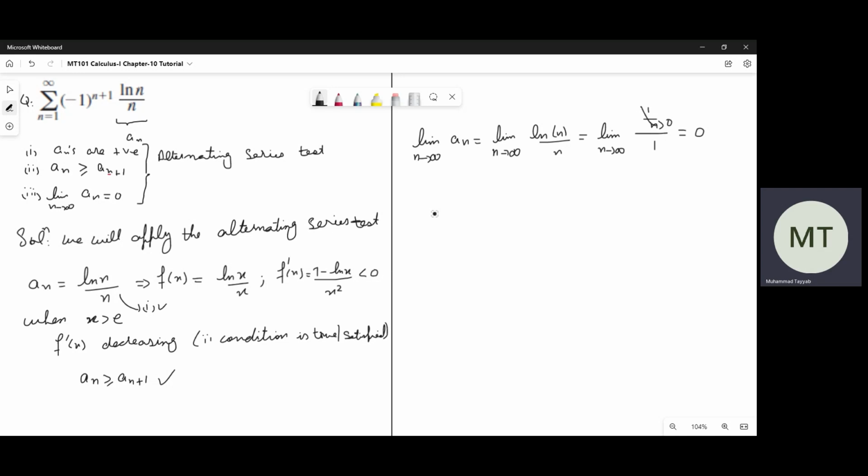So this means that the limit as n tends to infinity of a_n is equal to 0. So the third condition is also satisfied.